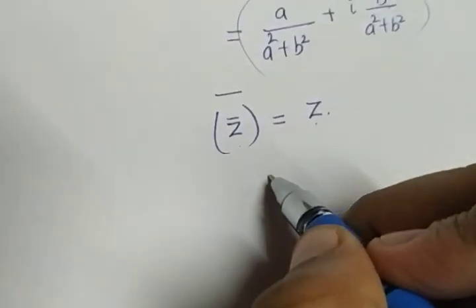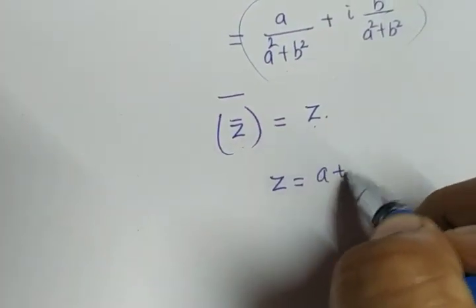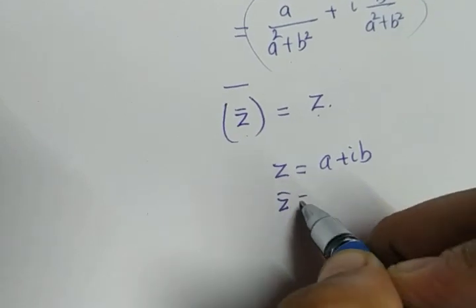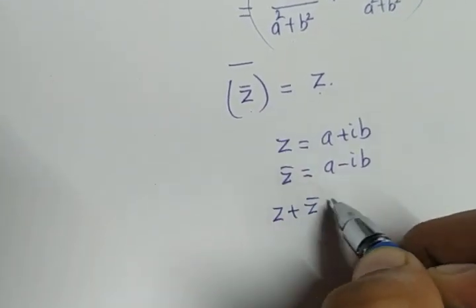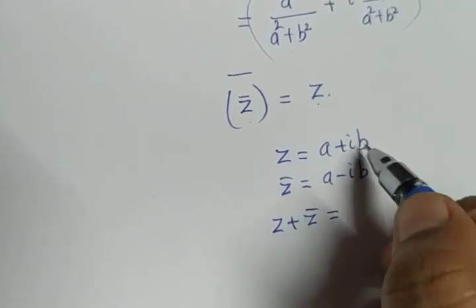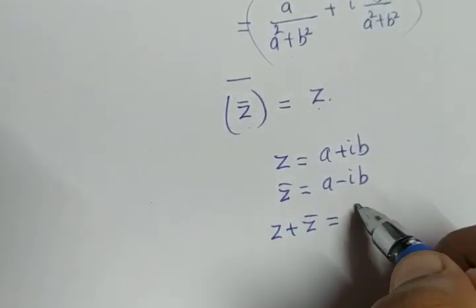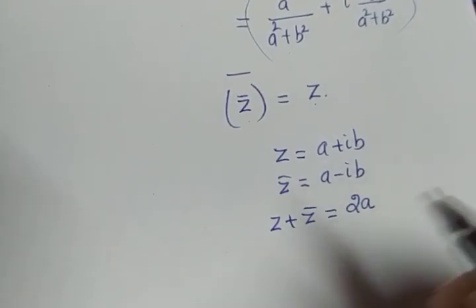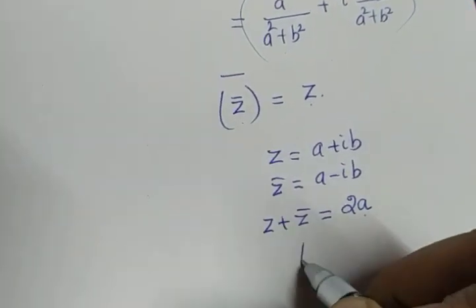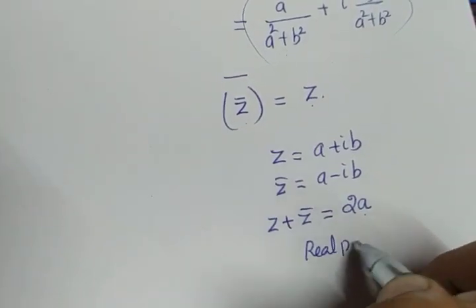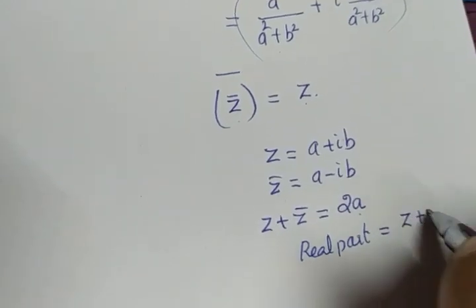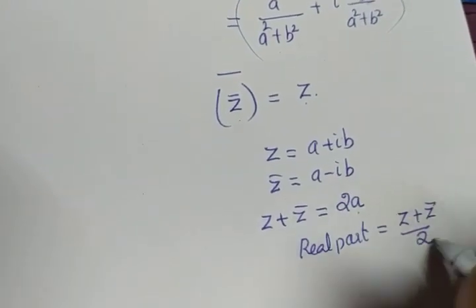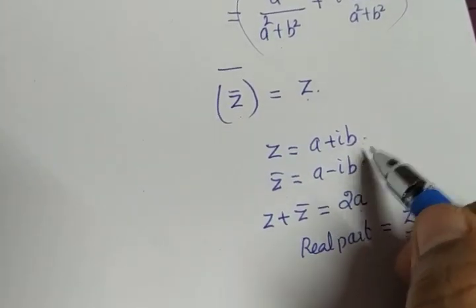In the same way, if I am writing Z as A plus iB and Z bar as A minus iB, what will be Z plus Z bar? We have to add these two, isn't it? iB and minus iB get cancelled, giving you 2A. A is the real part. So the real part of the complex number can be rewritten as the complex number plus its conjugate by 2.